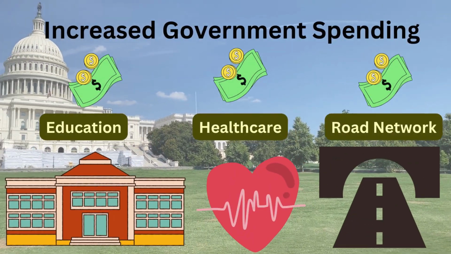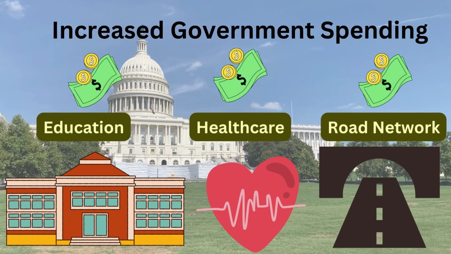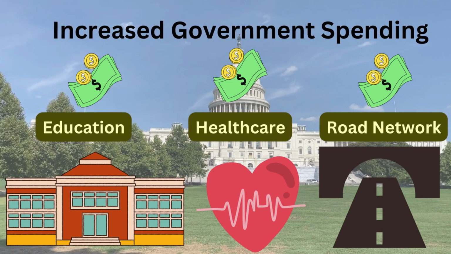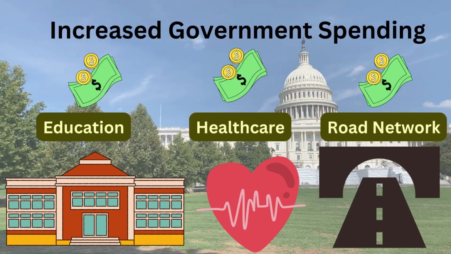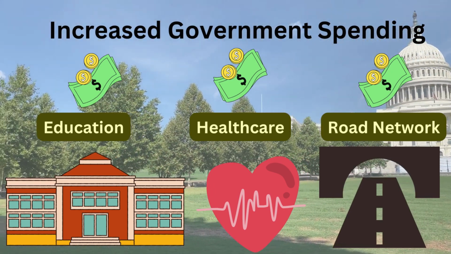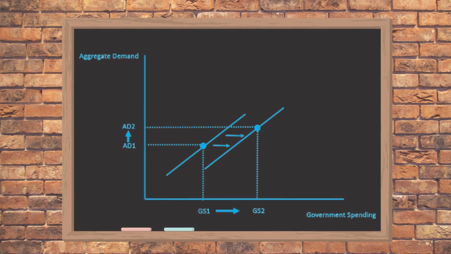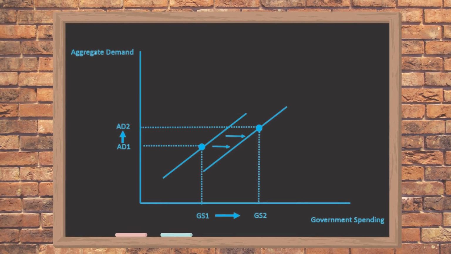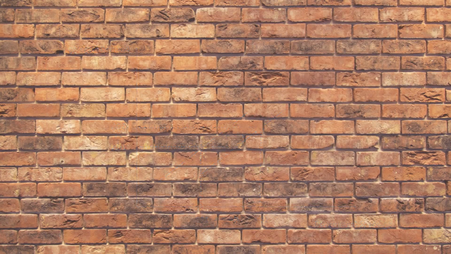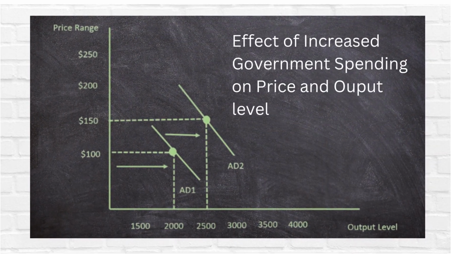Let's consider a situation where government spending increases. This can happen when the government decides to increase spending on public goods and services, such as infrastructure, education, or healthcare. As you can see, an increase in government spending shifts the aggregate demand curve to the right, resulting in higher output and higher prices.